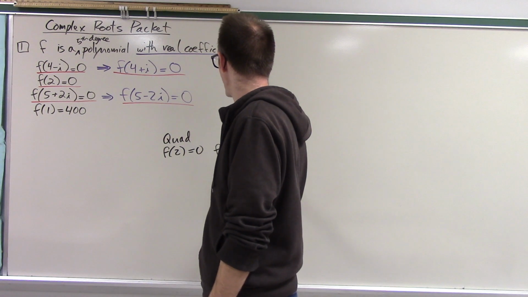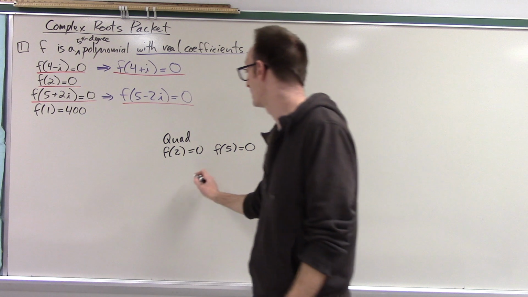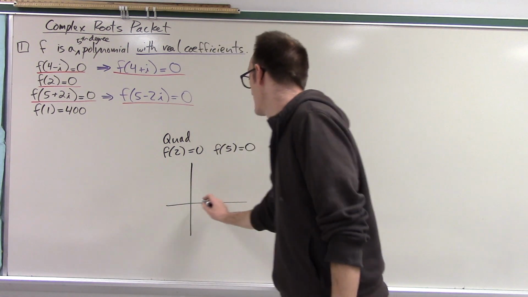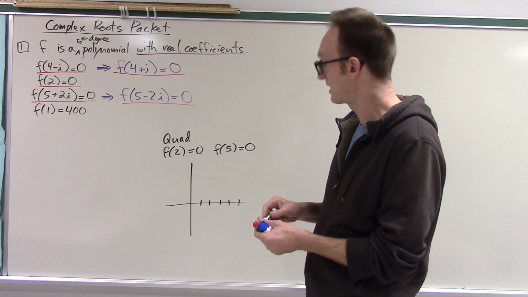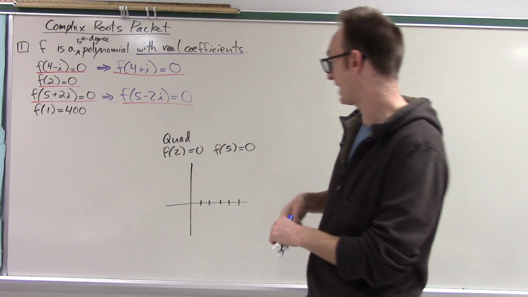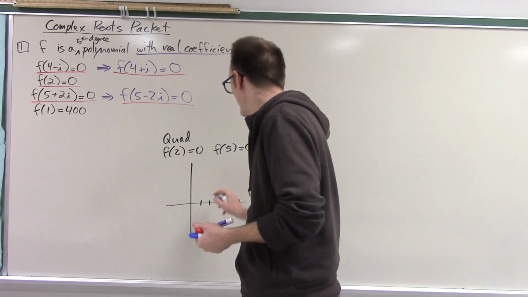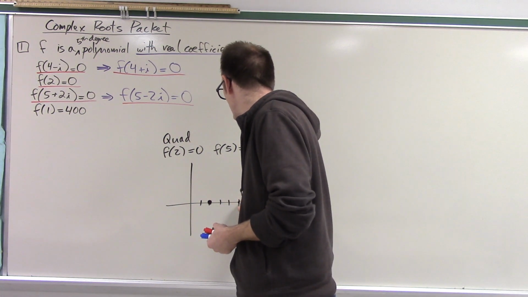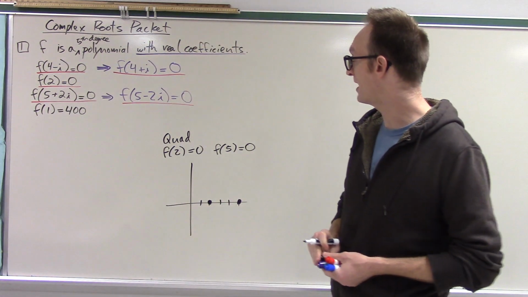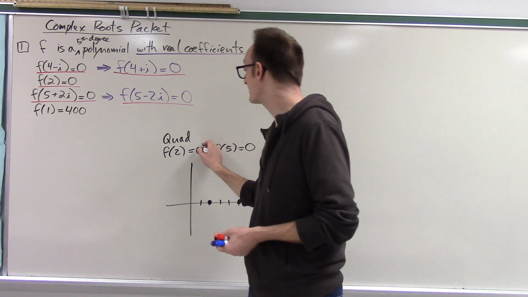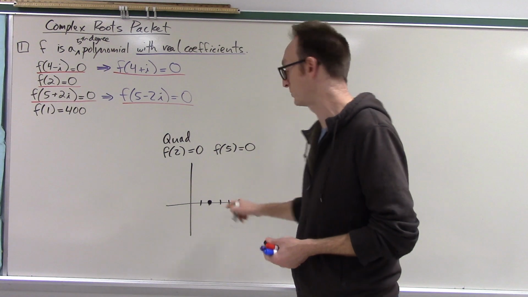Well, do I now know every single thing there is to know about that polynomial? Well, no, because you can sort of think about a picture of this. What do I know about this quadratic? I know that it goes through 2 and 5, but just knowing the roots of a polynomial doesn't mean I know that polynomial, because of course there are an infinite number of polynomials which pass through 2 and 5.